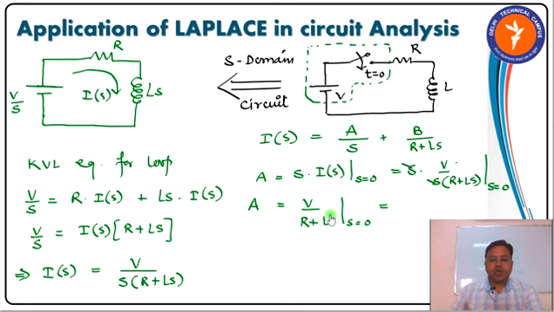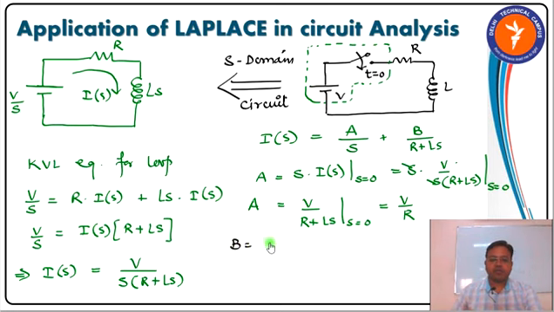Further, after solving this, I will put S equal to 0 in this, so I will get V divided by R. So I have calculated the value of A, which is V by R. Similarly, I will calculate the value of B, and let me use another marker color.